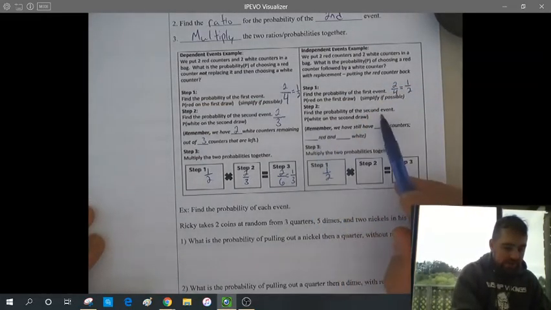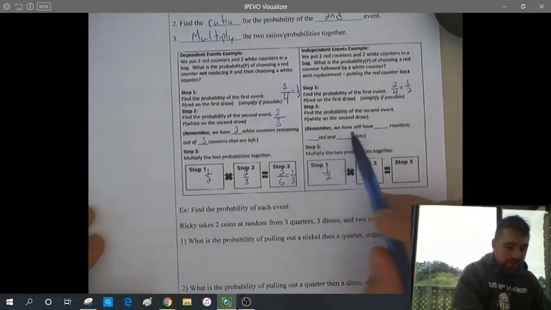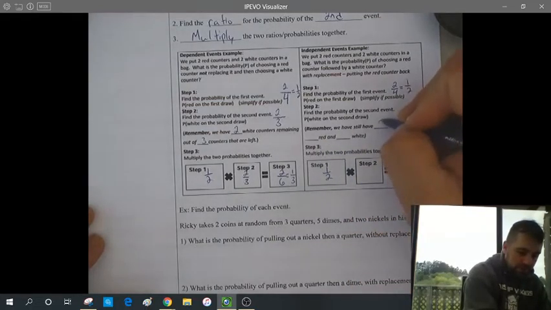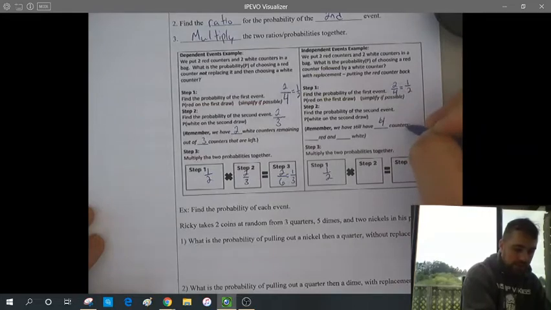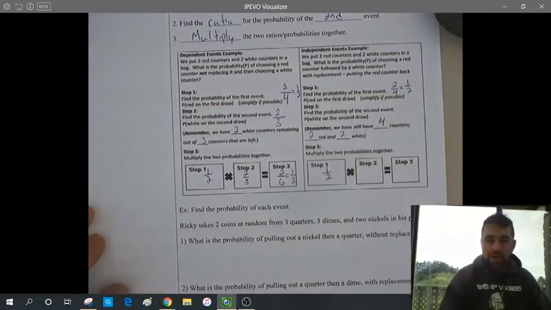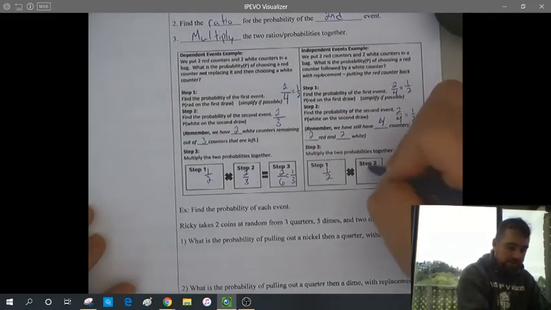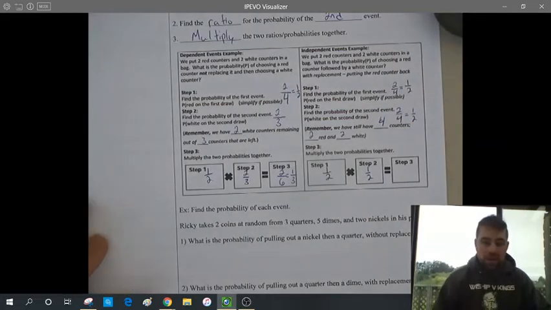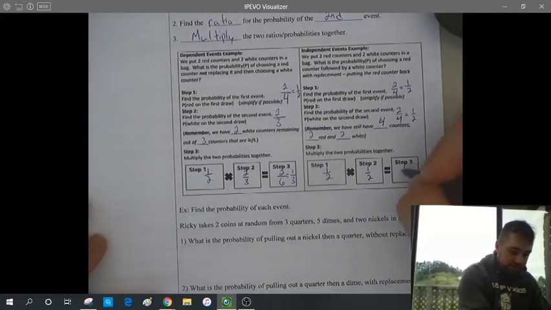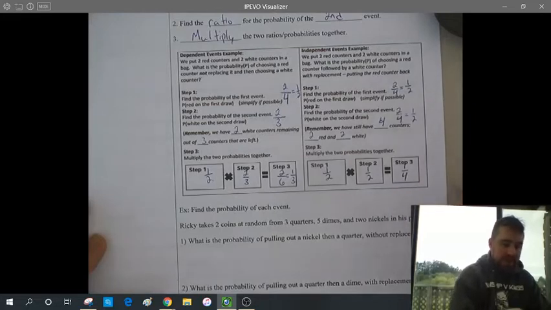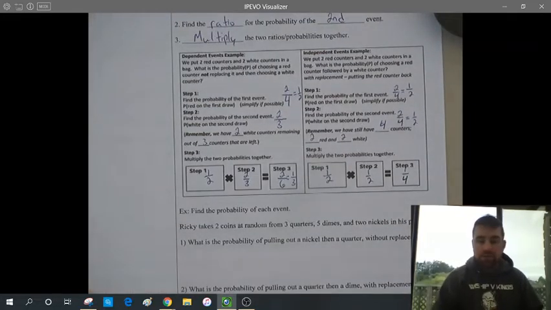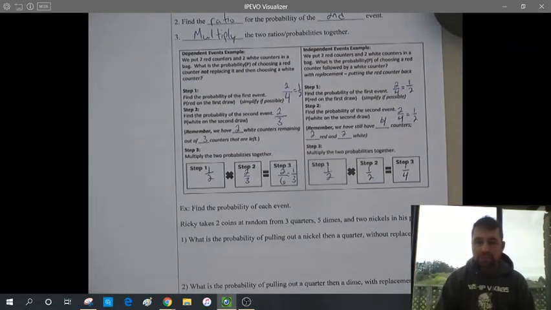Then find the probability of the second event. Remember, we still have 4 total counters. 2 are red and 2 are white. So in order to draw a white one this time, it's going to be 2 out of my 4, or 1/2 again. And now multiplying straight across, this time the probability of drawing a red and then a white with replacing is 1/4.